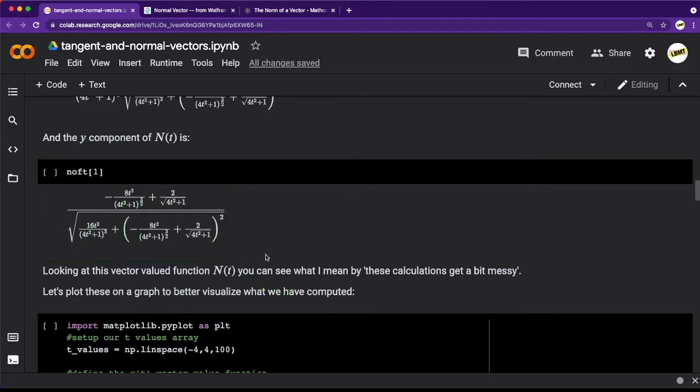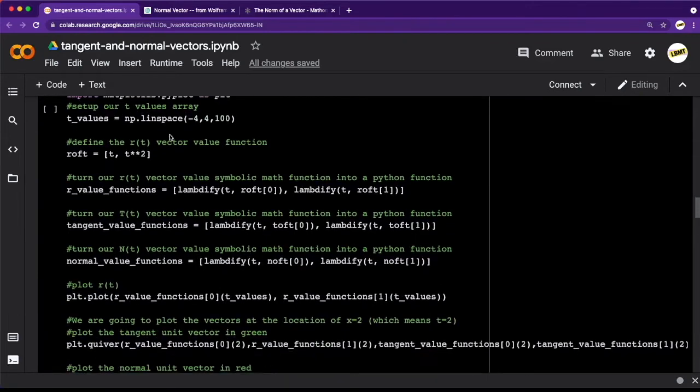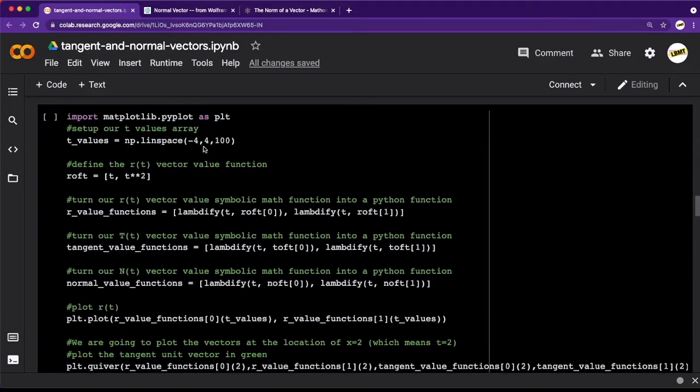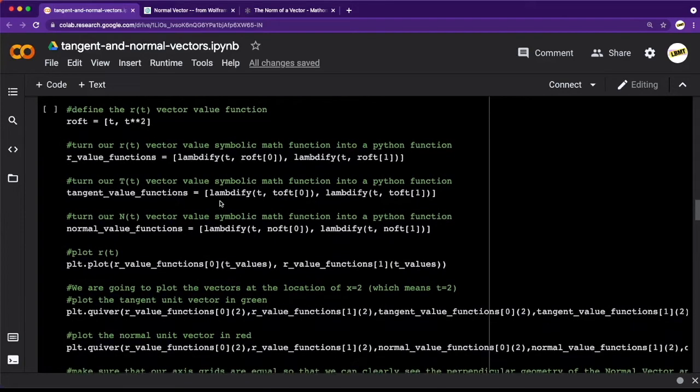And so let's visualize these and plot them out. If you've ever used PyPlot before, you know that the first thing we do is create an array with all of our independent variables. Our independent variable, in this case, is t, that's our parameterized function. So we're going to make an array of 100 evenly spaced values from -4 to 4, and those are going to be our t values. So we define our r of t function as a vector valued function. It's t and t squared, like we talked about earlier.